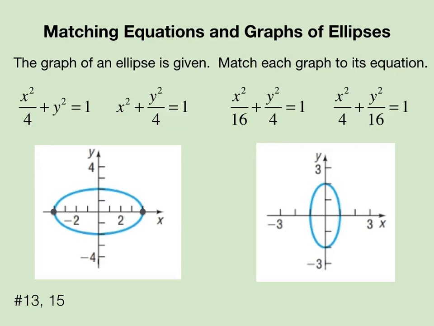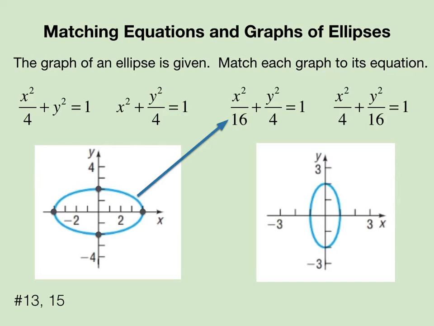The vertices of the major axis here are 4 and -4. So we're going to square those, and the number underneath the x squared term will be 16. As far as the vertices on the y-axis, it's 2 and -2. When I square that, I should get 4 underneath the y squared term. So the equation that matches this graph is x squared over 16 plus y squared over 4 equals 1.